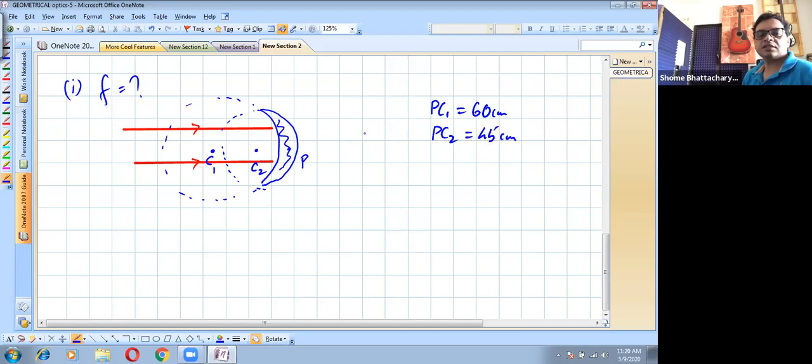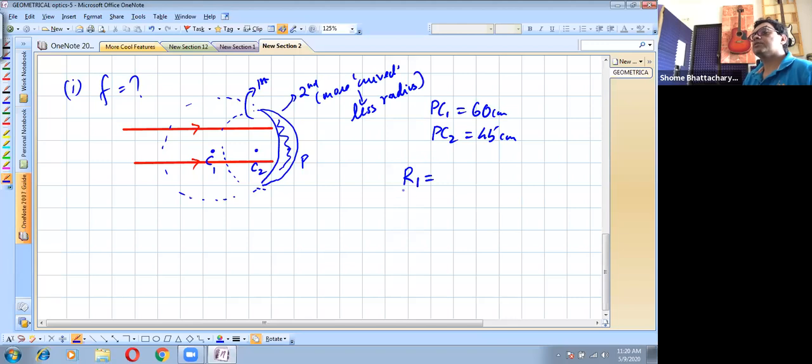In this case, if I keep the lens this way and light is falling from the left hand side, we should substitute R1 because this will be the first surface. And this will be the second surface. This is more curved. Okay, so that means it has a lesser radius compared to that. So anyway, that's why my R1 will be minus 60 with sign convention, and R2 will be minus 45.